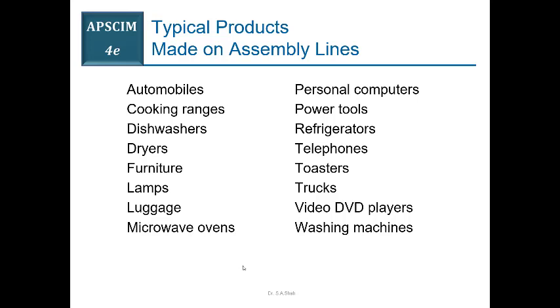Here is a list of products that are normally assembled through the assembly lines जिसमें automobiles आपके आ जाते हैं, cooking ranges, dishwater dryers. ठीक है, so just go to these listing.